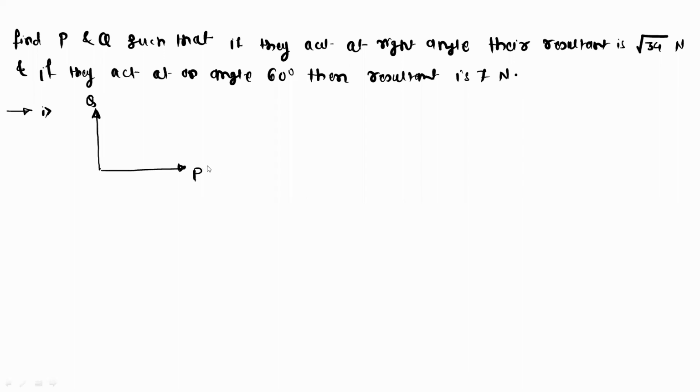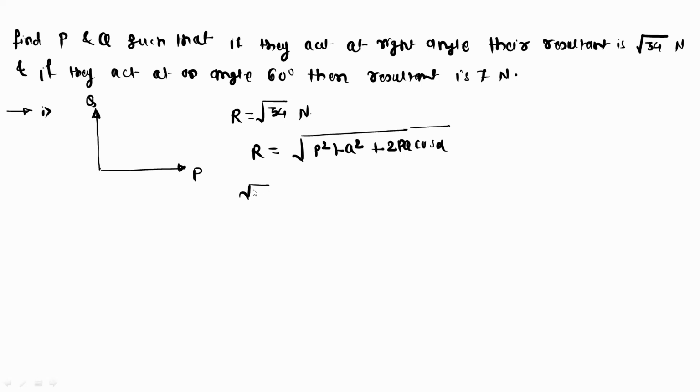We don't know the magnitudes of P and Q, but we have the relation for R: square root 34 Newton. We know the formula from the law of parallelogram, so we can use that formula. R is equal to square root of p square plus q square plus 2pq cos alpha. So R is equal to root 34.